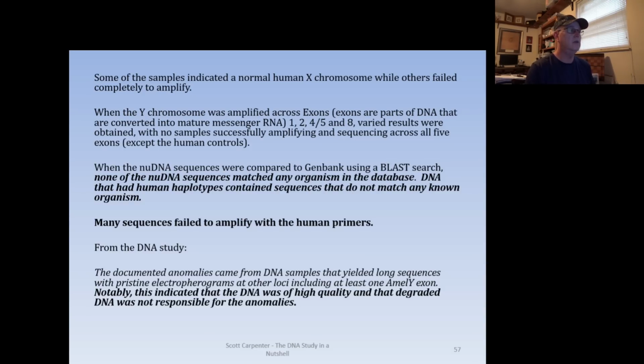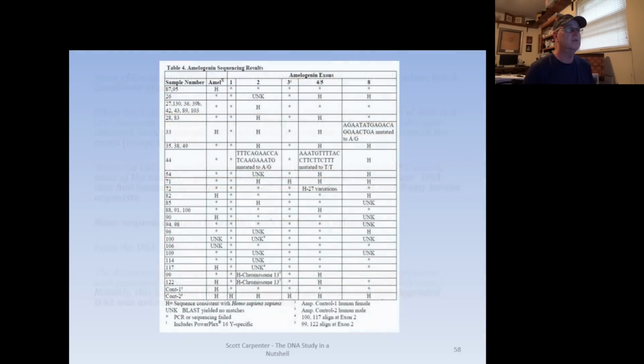And it says here, from the DNA study, the documented anomalies came from DNA samples that yielded long sequences with pristine electropherograms at the other loci, including at least one AMELY exon. Notably, this indicated that the DNA was of high quality and that degraded DNA was not responsible for the anomalies. Basically, they're saying it wasn't contaminated, and the DNA was not degraded or damaged or diseased or anything else. So they had good pure DNA, but it was giving them really weird samples.